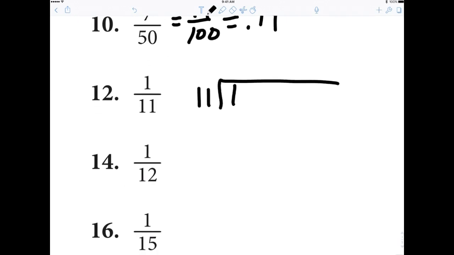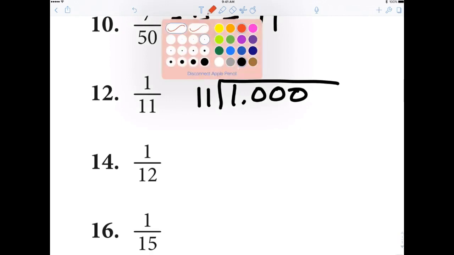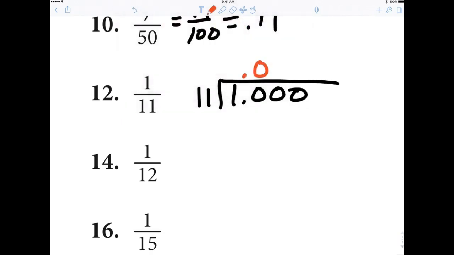11, 1.000. Now, does 11 go into 10? So here's the mistake most kids make on this one. They forget that you have to put a decimal and then a 0. Did everybody see that? Right? So now how many times does 11 go into 100?